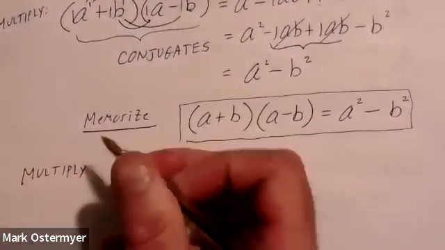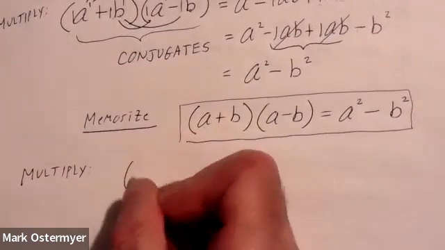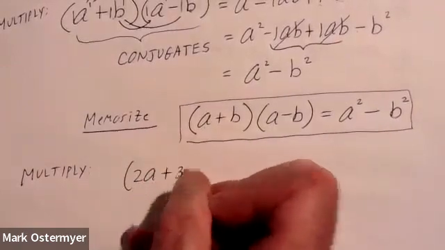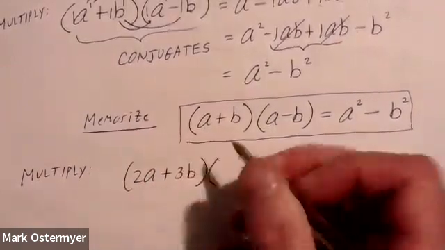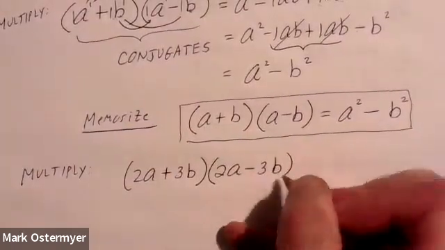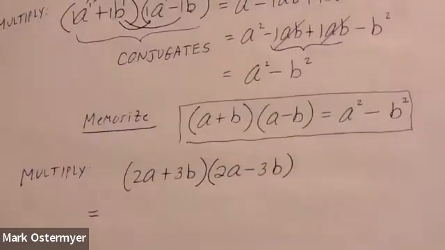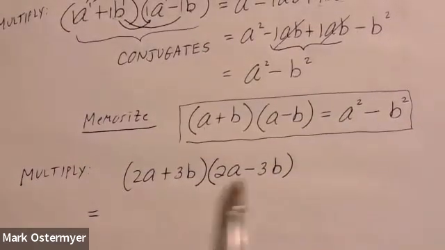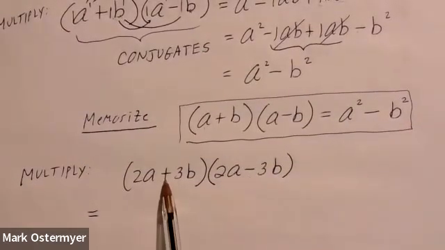All right, so let's try one out here. If I have 2a plus 3b, and I want to multiply this binomial by its conjugate, which is 2a minus 3b, what is going to be the product? These are conjugate binomials because they differ only by the sign in between the terms. Being the case, I don't have to FOIL this all out and go through that whole drawn out process.